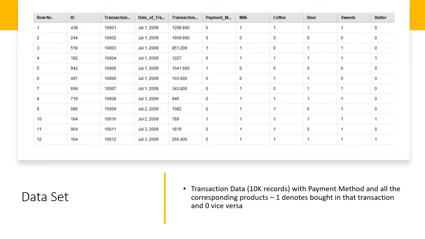Right. So first off, I just want to explain to you the data set I'll be using for this example. There's transaction data of about 10,000 records, and you notice that we also have payment details as well: date of transaction, transaction value and payment method. But what we're most concerned about is this list of items that people bought, and you see a code of ones and zeros, and this is sometimes how market basket analysis data is represented.